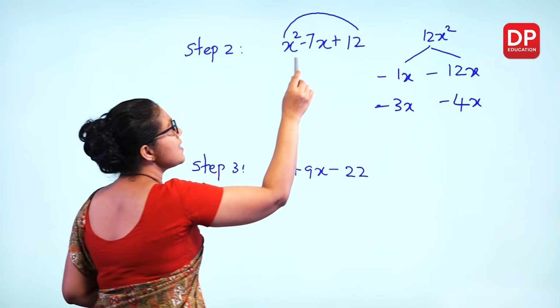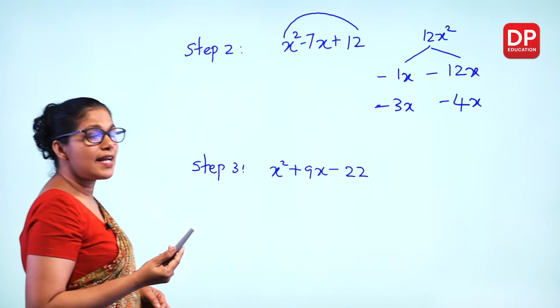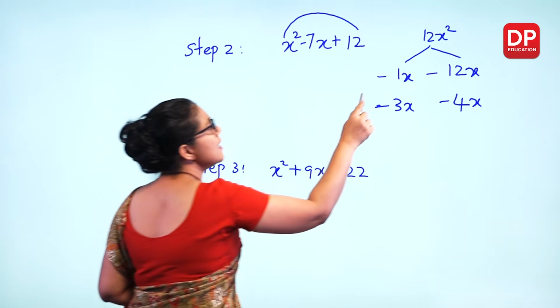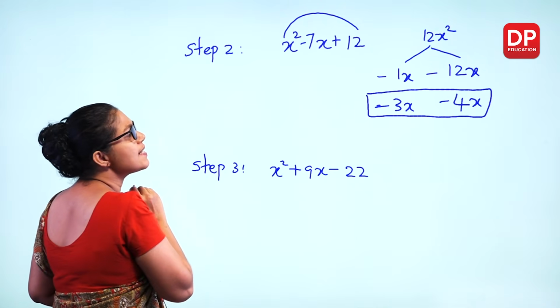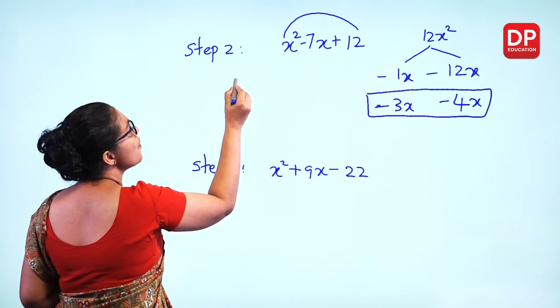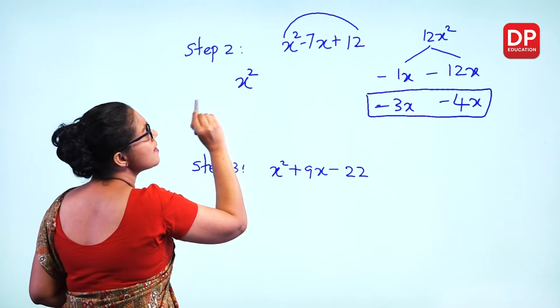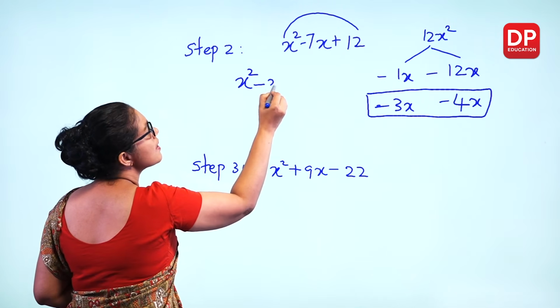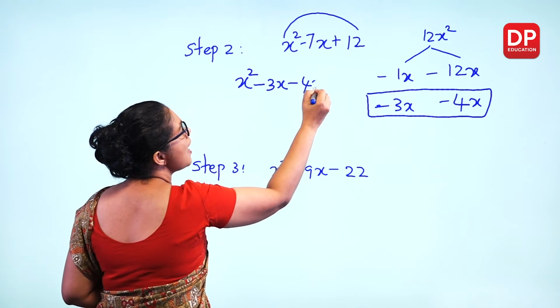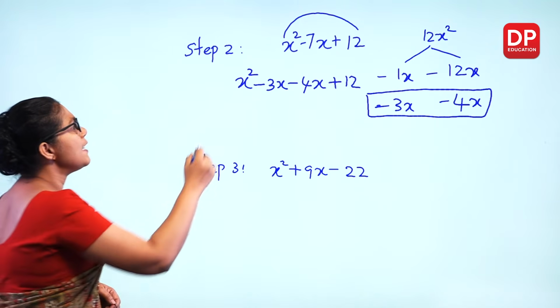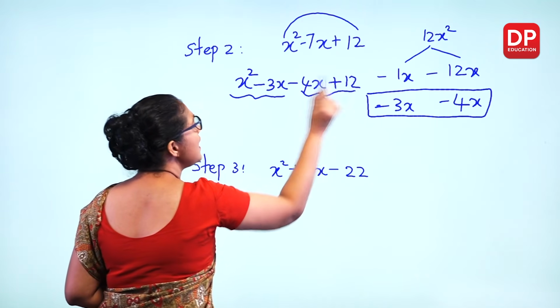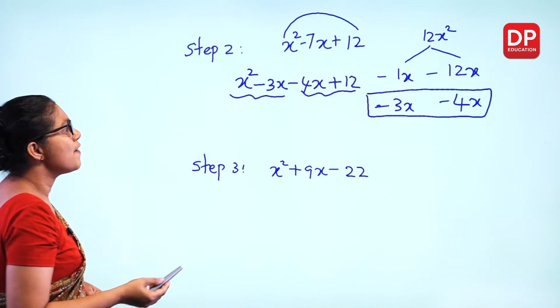Now here we can see we need minus 7x. How can we split it? We can split it using minus 3x and minus 4x. So I can write, instead of minus 7x, minus 3x and minus 4x for this question. Then take the first two separately, the last two separately, and factorize.